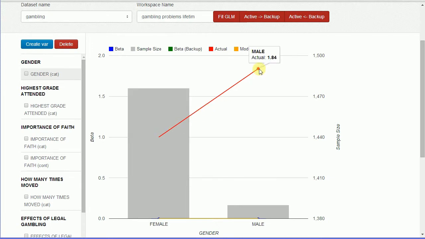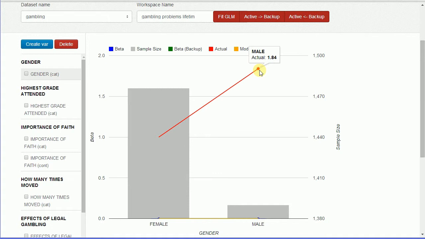The response variable, such as gambling score, is always rebased to 1 for the category with the biggest sample size count, or biggest case count. In this case, it's females. Note how the red line, or the red point, is 1 for females, however it's 1.84 for males. This indicates that the gambling problem score for males is 84% higher than it is for females.